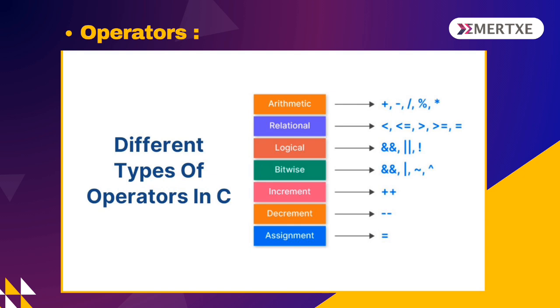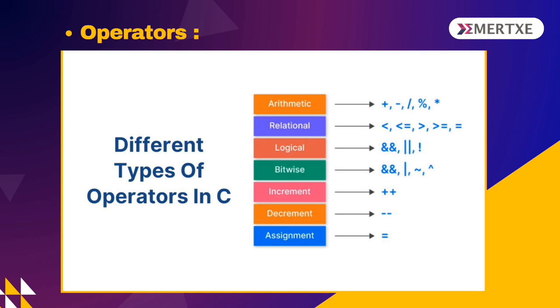Next, relational operators. This helps in comparing values, and we use it to check relations between two variables, like greater than or equal to, less than or equal to, like that. Next, logical operators. These are used to combine multiple conditions. The common ones are and, or, and exclamation mark for not.